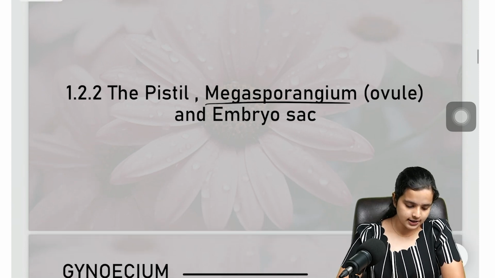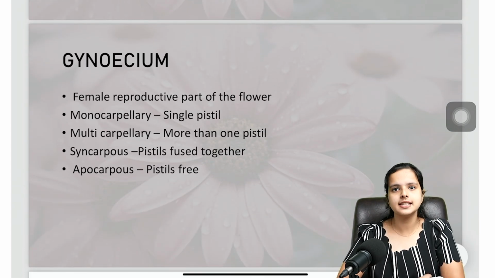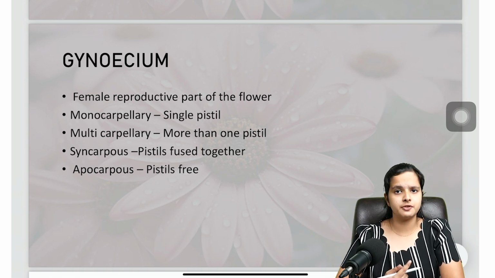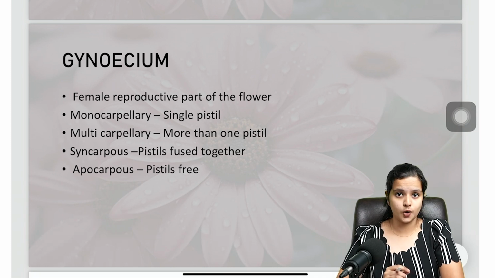Now moving on, the first term that we have to study is the gynoecium. What was the first term that we studied over there in the male reproductive system? We studied the term androecium, right? Androecium.